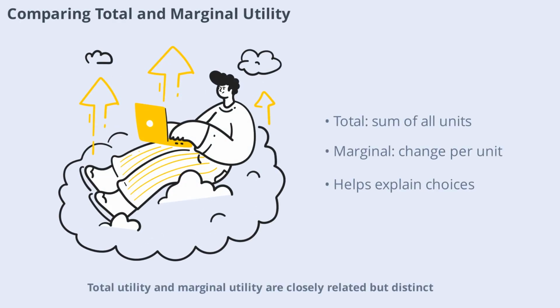Total utility and marginal utility are closely related but distinct. While total utility sums up all satisfaction from consumption, marginal utility looks at the change in satisfaction from each additional unit. For example, your total utility increases with every slice of pizza, but the marginal utility might decrease with each new slice. This comparison helps us see why people stop consuming after a certain point. When the marginal utility drops, the incentive to continue fades.